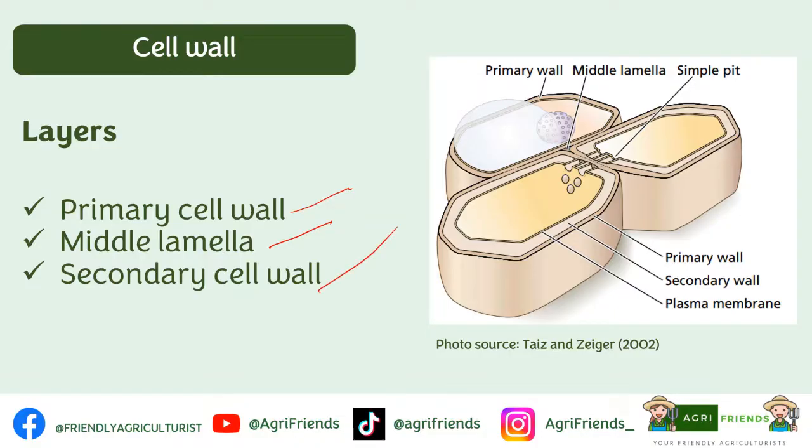The secondary cell wall is the rigid layer. So this is thick and they owe their strength and toughness to lignin.